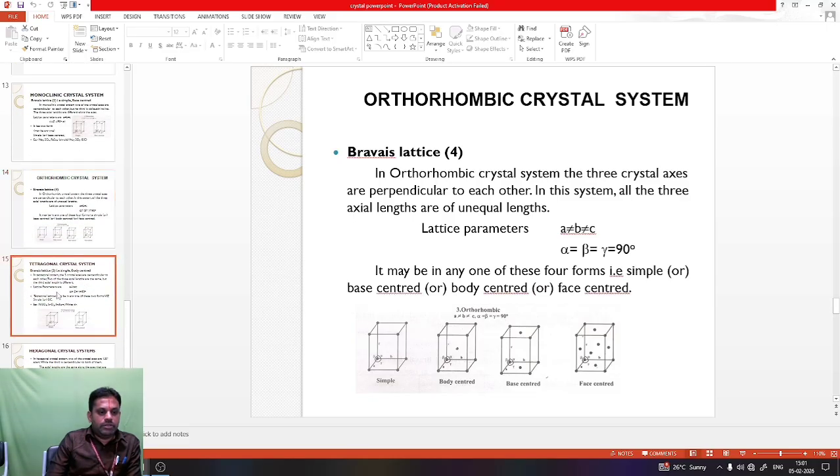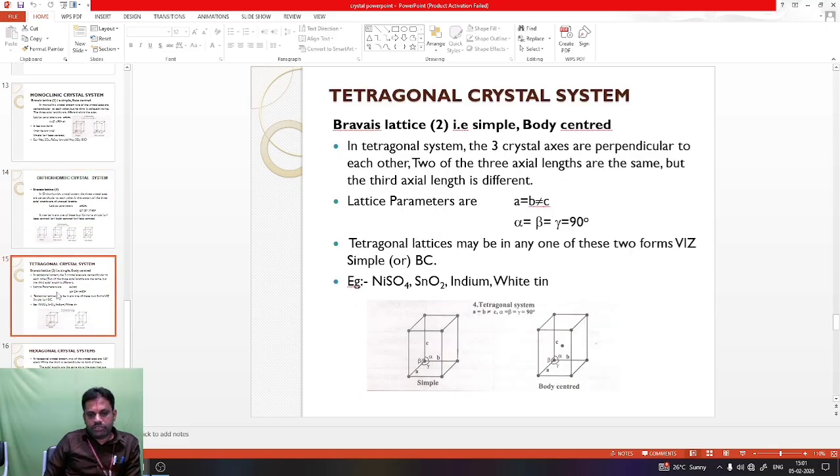Next one is tetragonal. In the tetragonal system, two axial lengths are equal. Only the C value is not equal. That means A and B are equal and C may be the height. But the alpha, beta, gamma values are 90 degrees. That means all axes are straight. So in this system, there are two crystal systems available. One is simple tetragonal and another one is body centered tetragonal. So these two are the main crystal systems in tetragonal crystals.